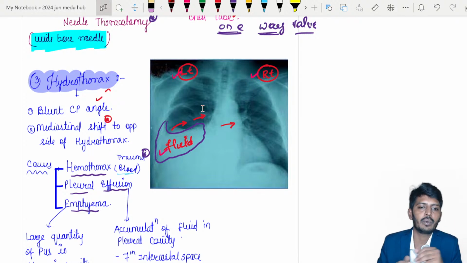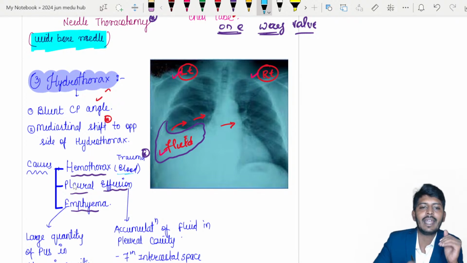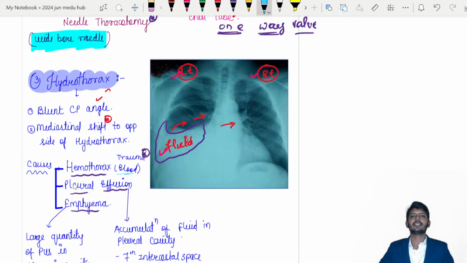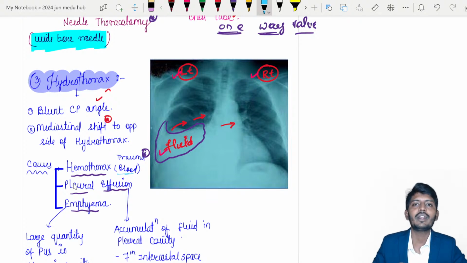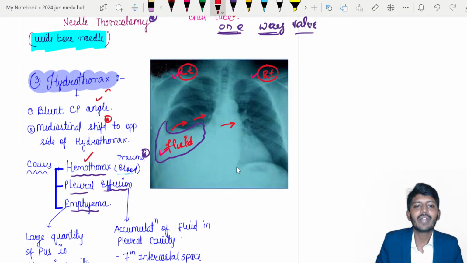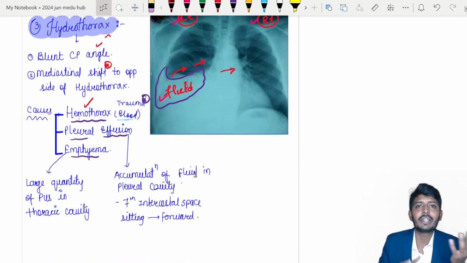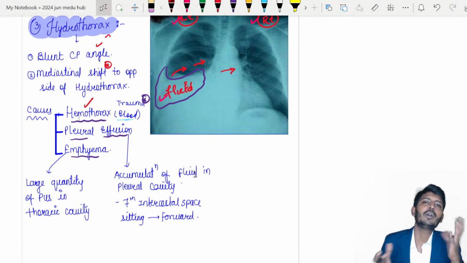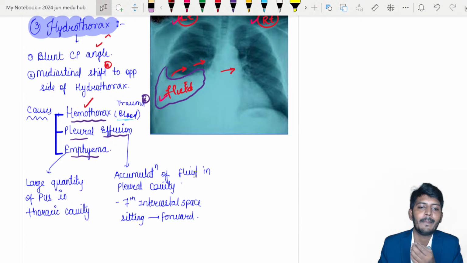If there is fluid accumulation in the thoracic cavity, what can be the cause? The causes, my dear students, can be hemothorax, pleural effusion and empyema. What are the differences between the three? Hemothorax is the condition when there is trauma to the chest. If there is trauma to the chest, a blood vessel is going to rupture, bleeding will occur and all the blood will accumulate in the chest cavity, leading to hemothorax. Pleural effusion can occur as a result of accumulation of fluid, which can be due to some pus or some fluid accumulation. Empyema is a large amount of pus accumulation in the thoracic cavity.